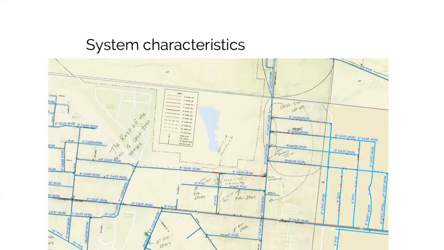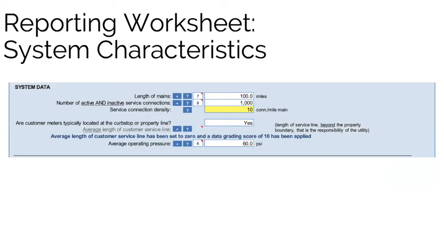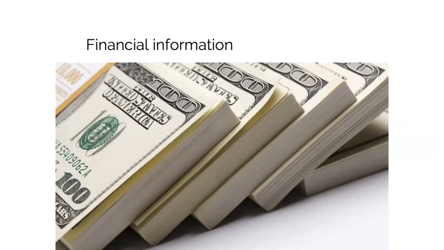Then we have system characteristics. This is where we put in length of main, number of active and inactive service connections, whether the meters are located at the property boundary or not, and then average operating pressure. And finally, we have financial information.